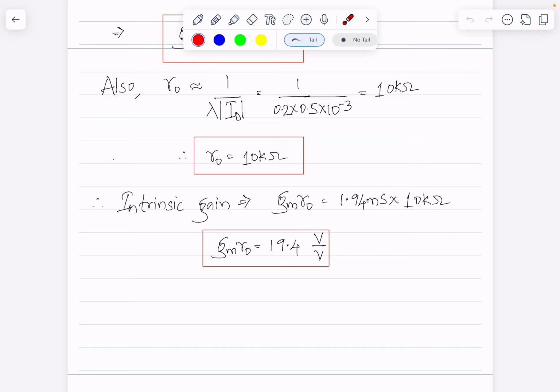The key points here are to remember the equations for GM and how that varies when lambda equals 0 and when lambda is greater than 0. And also knowing what GM is, basically what R0 is, and what the intrinsic gain is. So this is what we learn through this problem.